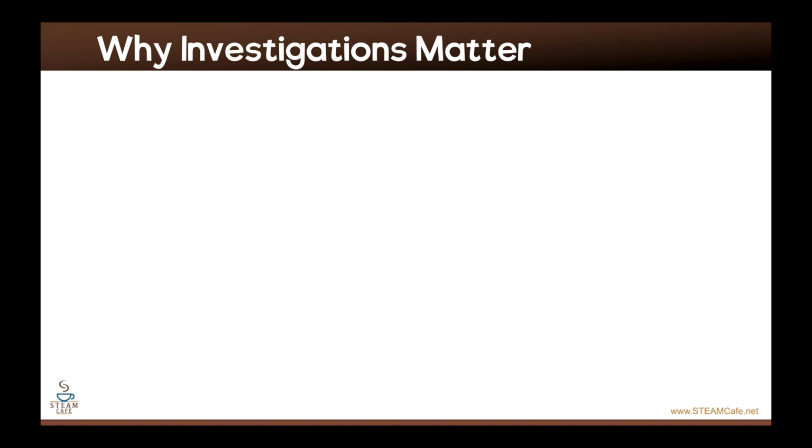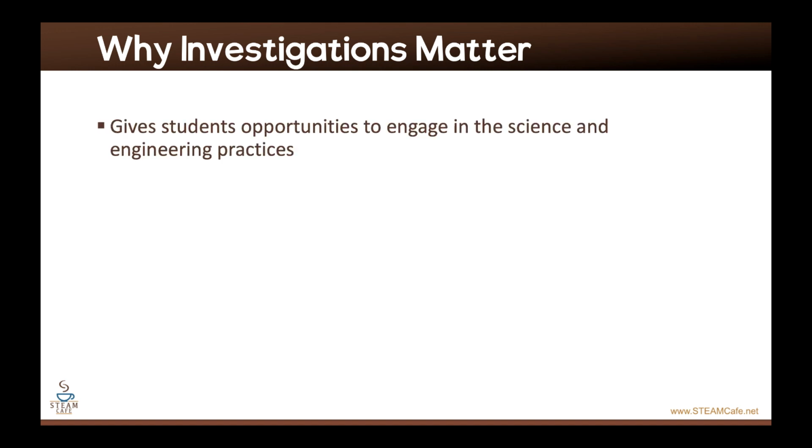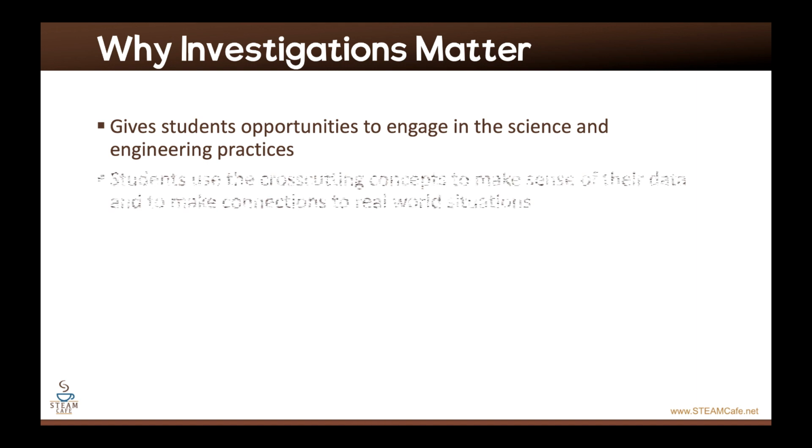And then why these investigations matter. Why is it so important to do this? Because it gives students opportunities to engage in science and engineering practices in very organic ways. They are doing science. They're doing experiments that maybe none of you really have the answers to. And that's fantastic because you're discovering it together.